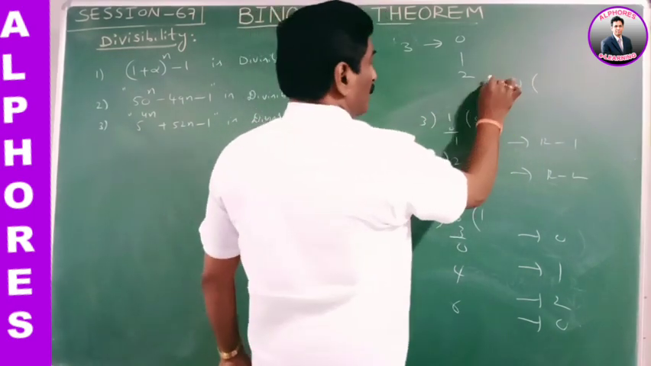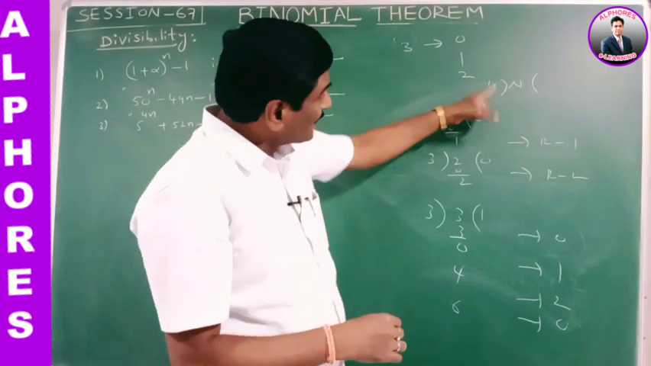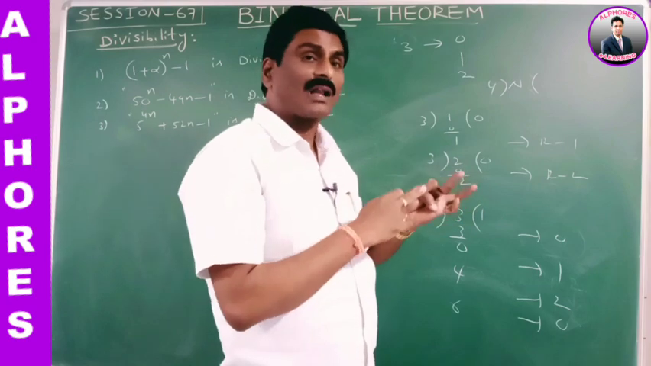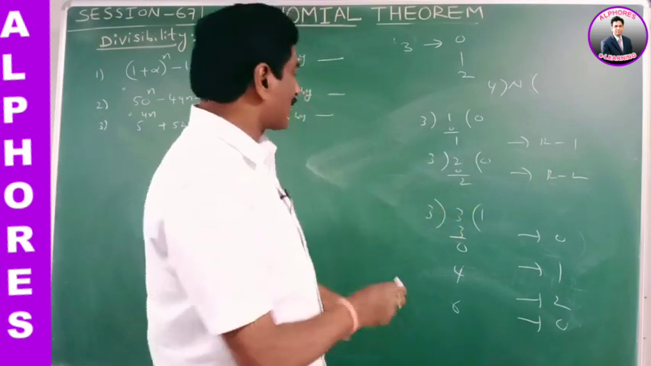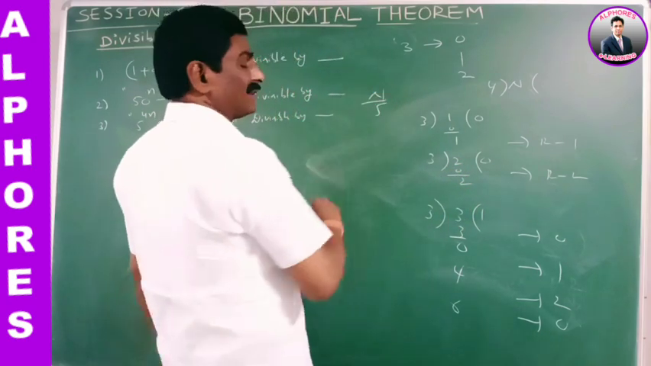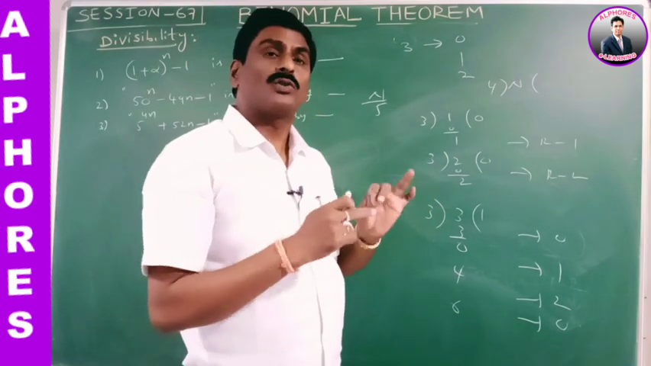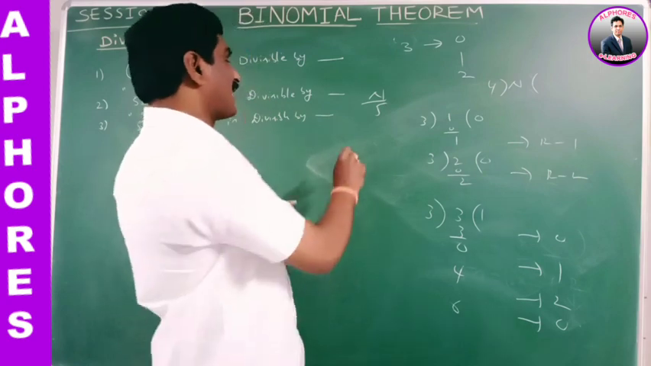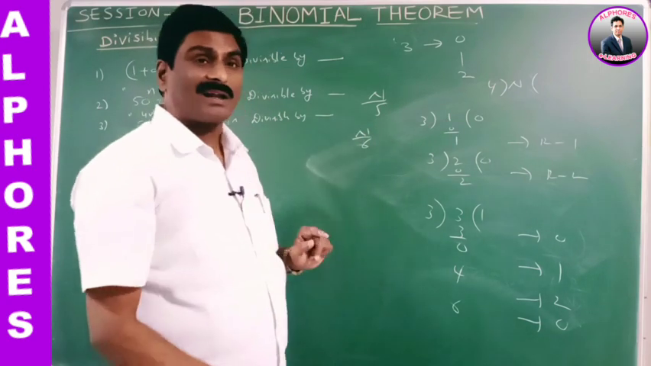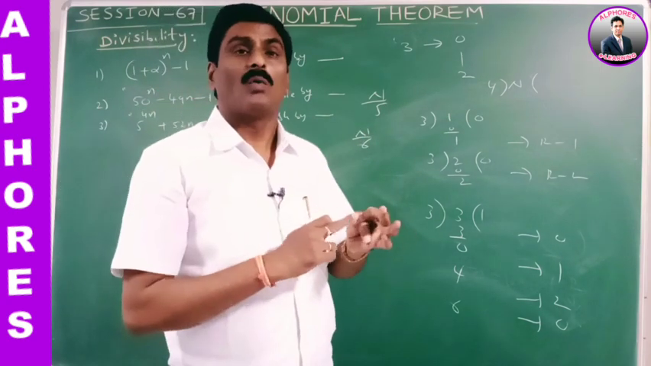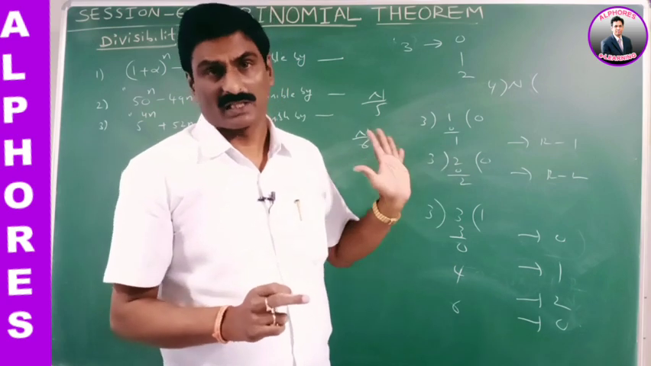If divided by 4, the remainder is less than 4. That means 0 or 1 or 2 or 3. Suppose the number n is divided by 5, the remainder is always less than 5. That means the remainder is 0, 1, 2, 3, 4. If the number is divided by 6, the possible remainders are less than 6. That means 0, 1, 2, 3, 4, 5. Please observe these values. Okay.